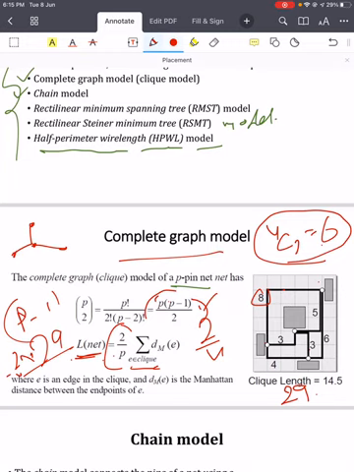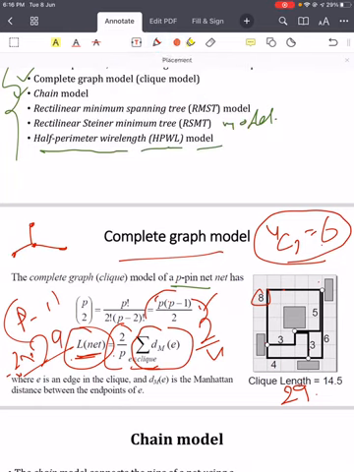So the steps are: first you have to find out the Manhattan distance between all the vertices, and then from this summation you just multiply by the 2 by p correction factor. That's all, and then we have the estimate of the wire length. So this is the technique only for this complete graph model.